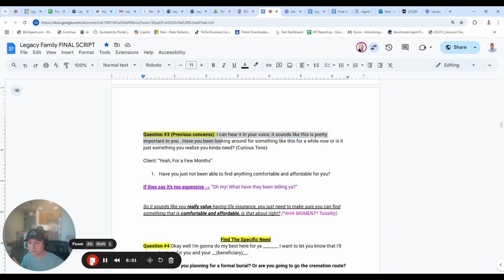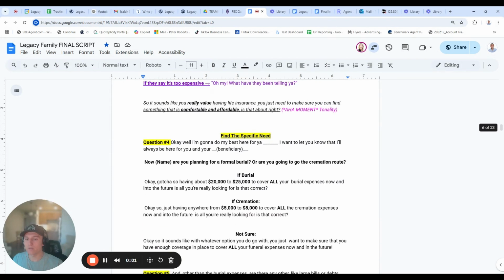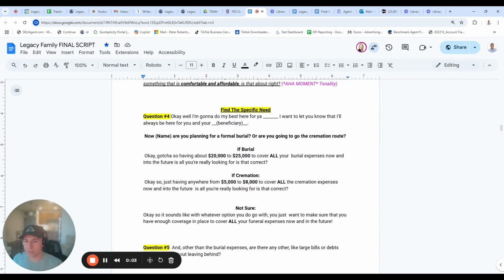Practice this, please. So now that we've moved on from questions 1, 2, and 3, let's go to questions 4, 5, and 6. We're going to go through the script together so that you can understand it. Keep practicing, and keep reading it. So question number 4 is all about finding the specific need. This is you understanding, are they going the burial route, cremation, or are they just not sure? Okay, let's read it together. It's pretty straightforward and simple.